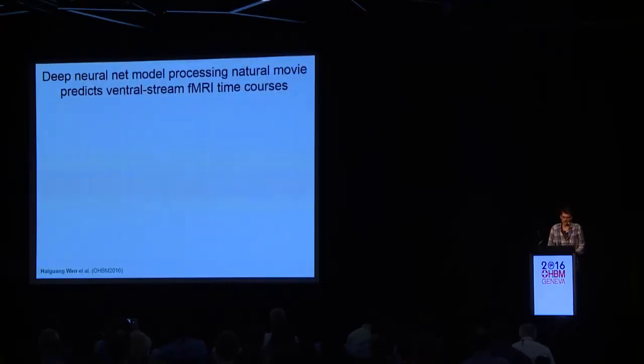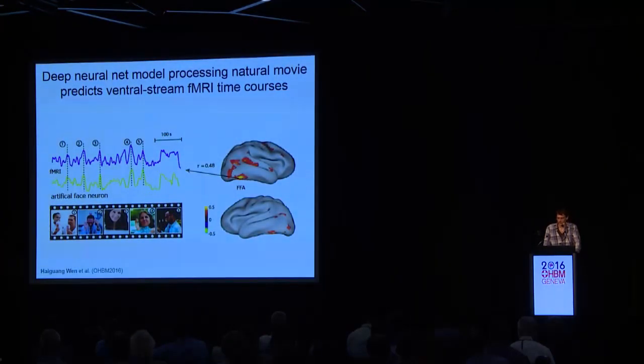I want to highlight one particular study that I saw yesterday at OHBM. There was also a poster, unfortunately yesterday, so it might be too late to see it. It's showing, among many other things, that a deep neural net model processing a natural movie can predict ventral stream fMRI time courses quite precisely. So here's an example of the FFA, where the model predicts the time course of the FFA response during the viewing of this movie with amazing precision. And I think this really takes this literature to a new level.